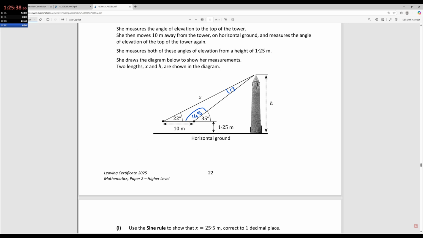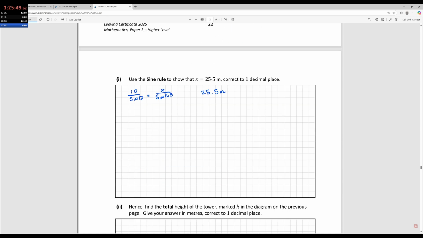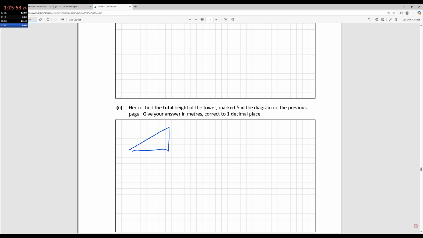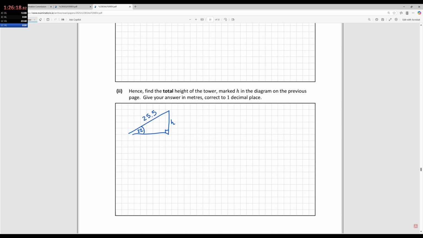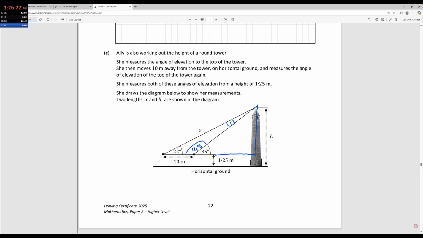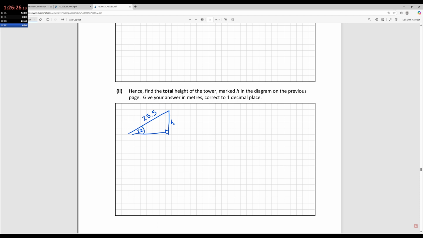Now what we can do is join here to here and here to here and make one big right angle triangle where H is the opposite. And we have the hypotenuse and we have the angle of 22. We found out that this is 25.5. So it's just sin. So it'd be 25.5 divided by sine of 22. So the height would be 68. Now, this is dodgy because the height of the triangle is 68.07, but we have to add on her height of the 1.25 for here. So plus 1.25. That seems like massively high though. Correct to 1 decimal place would be 63.9.